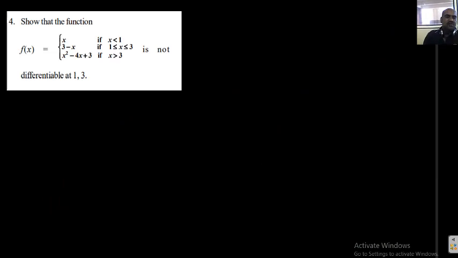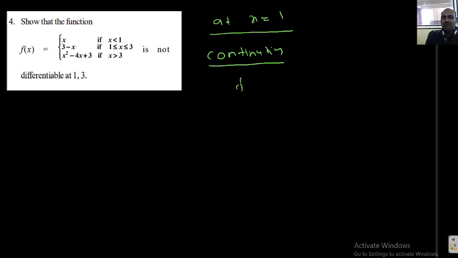Okay, students. Next problem. Check the differentiability at 1 and 3. At x equal to 1, first of all, I want to check the continuity. Okay, directly, I don't want to waste time. f of 1 minus I want. See here, 1 in this rule, put x equal to 1, what will I get? That is 1 only. f of 1 plus and f of 1 both give the same here.